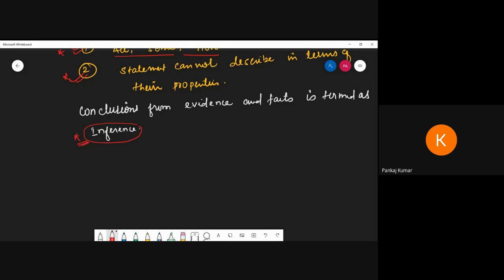So we can discuss inference rules. Before that, in inference rules, we are going to include some terminology. Inference rule. The first terminology we are discussing is implication. First one, implication.